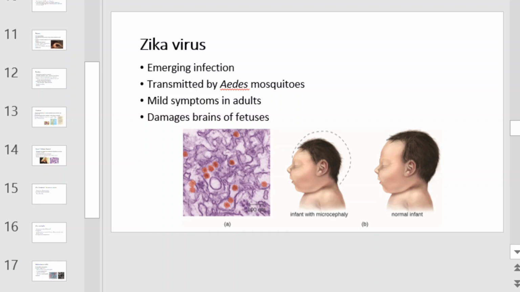Zika virus is an emerging infection transmitted by Aedes mosquitoes. It causes mild symptoms in adults, but can damage the brain in the fetus.